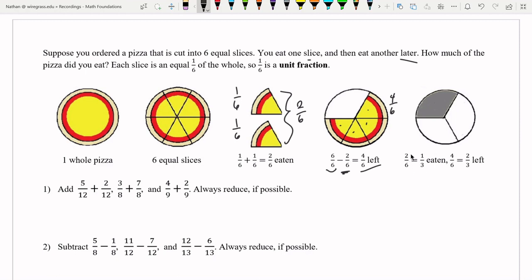Of course, 2/6 can be reduced. We can divide top and bottom by 2. And we get 1/3 of the whole pizza is eaten. And 4/6, once again, divide top and bottom by 2. And we get 2/3 of the pizza remains. This is what was eaten. This is what remains.